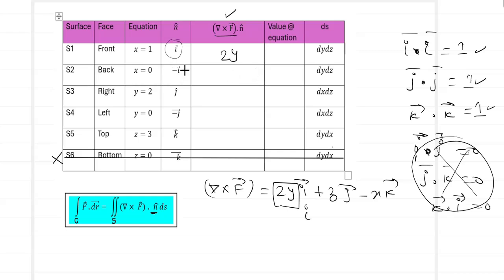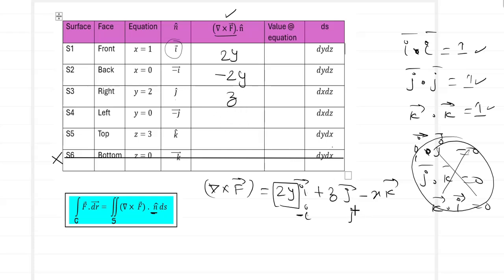When I take the second quantity, what is your n cap? It is minus i. When I take it with minus i, what is i dot i? Again 1. So what will exist? Minus 2y will exist. When I take the dot product with j cap, what will happen? Only this j component will exist. Remaining things will vanish.